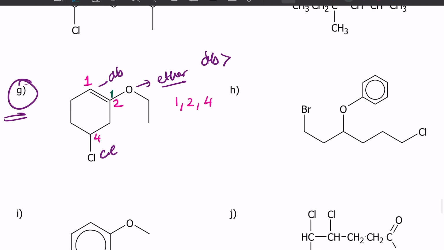But what if we started the numbering here? 1, 2, 3, 4, 5. So you would get 1, 1, 5. So you're still getting 1 for the double bond in both cases. So now you're looking at the first point of difference for the other groups. And since in the green numbering, the ethoxy group gets a lower number, we will choose the green numbering. And in writing, we will write the chloro first. So we will say 4-chloro, 1-ethoxy. Sorry, the green numbering has 5, my bad.